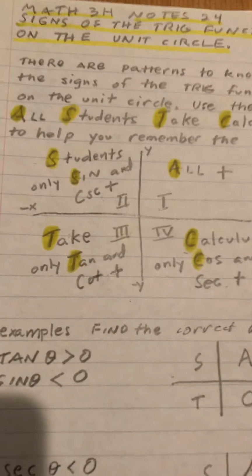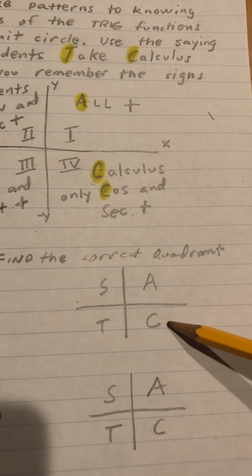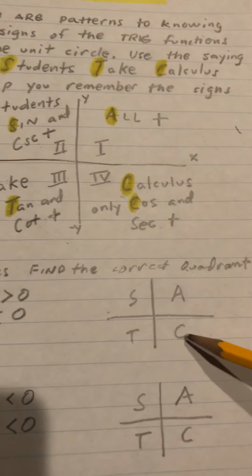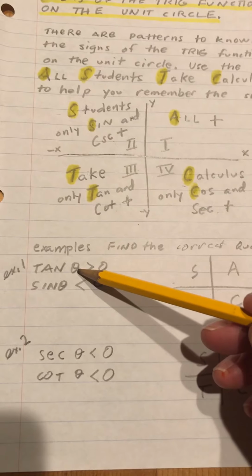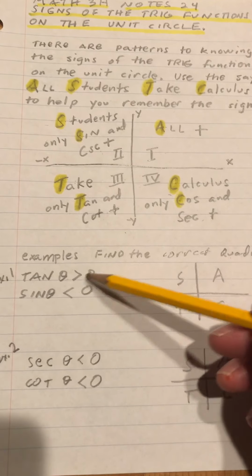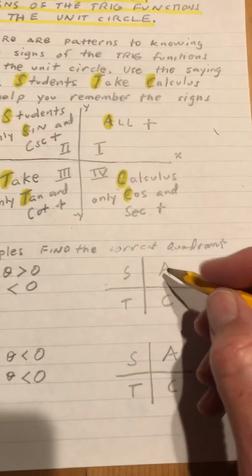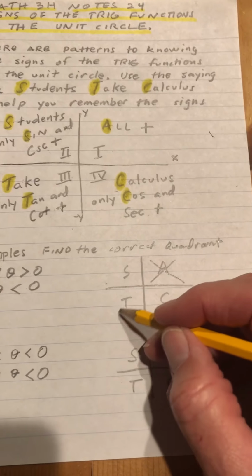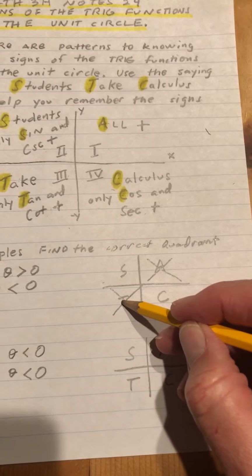Let's see how we'll work one out. And to do it, what you do is you set up an all students take calculus quadrants right here, and then we're going to cross off some things that are true, or put x's where they're true. First one is the tangent of theta is greater than 0 or positive. Let's see, what quadrants is the tangent positive? Well, everything's positive in the first, and the tangent's also positive in the third, because that's t for tangent.